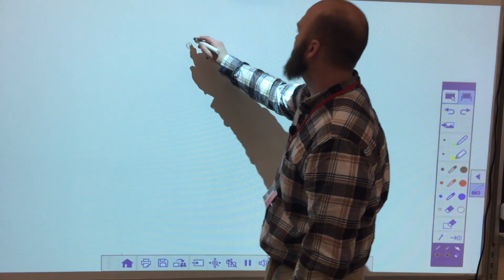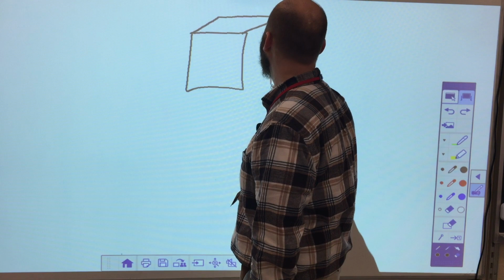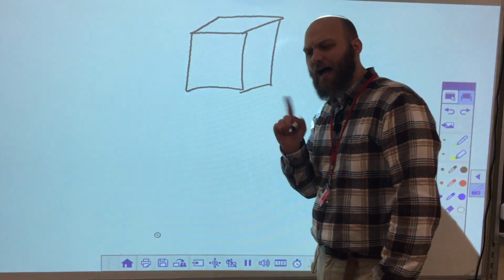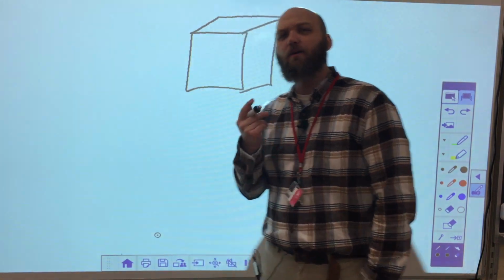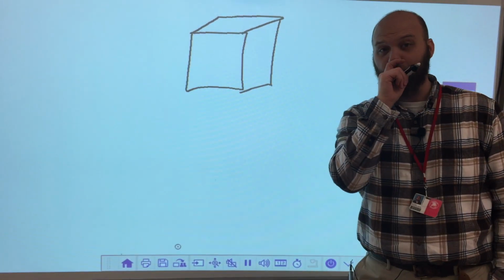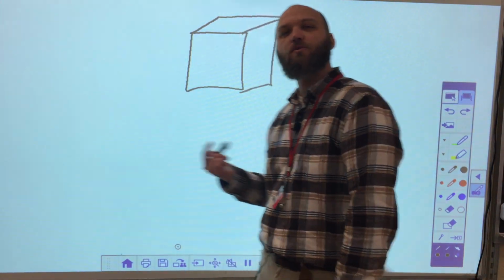So let's start with a basic box, right? If I look at that box, I ask myself, how many sides do I have? Well, I know I have 6 sides. I have a front, a back, a left, a right, a top, and a bottom. And I want to know what it takes to cover that. What is the total surface area?